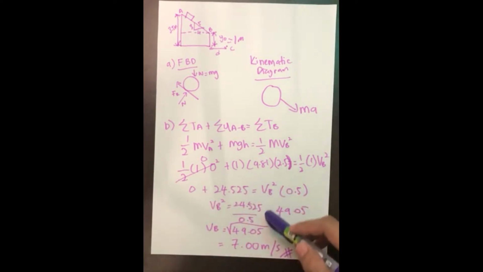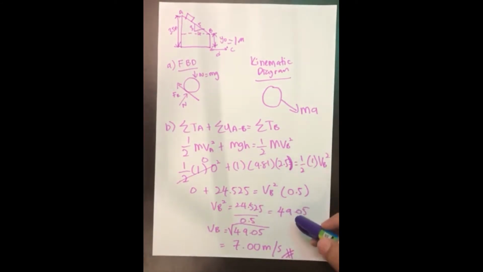We solve it and we get this answer, VB equals 7 meters per second.